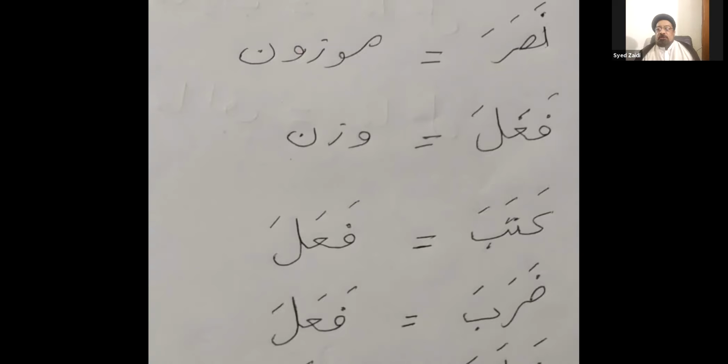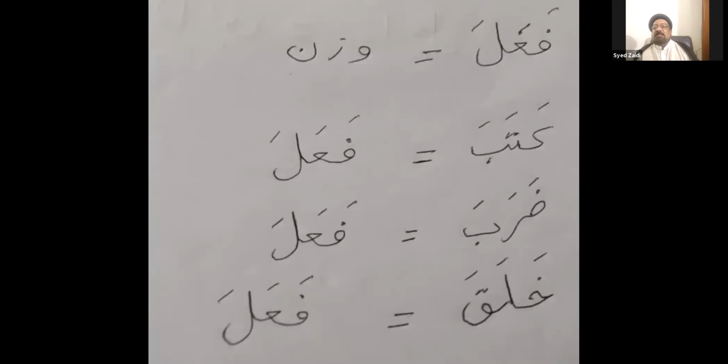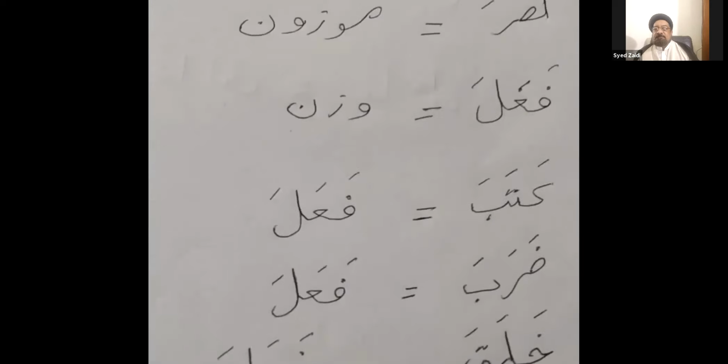And I've previously told you it is fa, ain, and lam. For example, if you see nasara on your screen, that is mawzoon, and fa'ala is wazn. So once you see kataba is equal to fa'ala, daraba is equal to fa'ala, fa'ala is the wazn and kataba is the mawzoon.